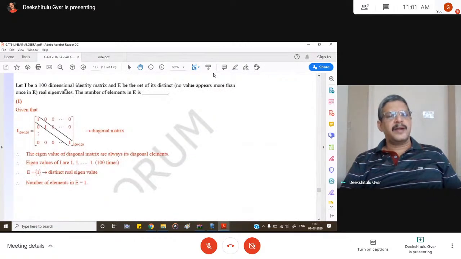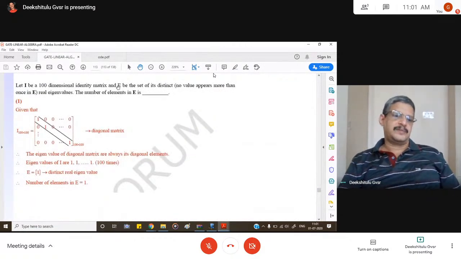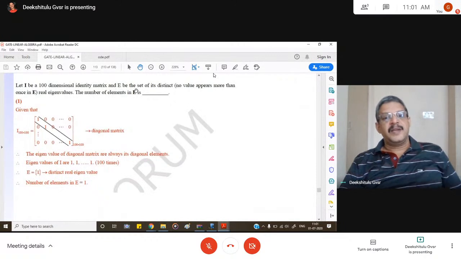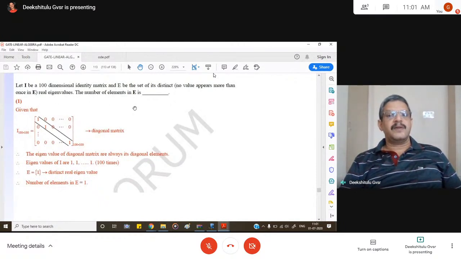Let A be the 100-dimensional identity matrix, so a 100 by 100 matrix, and E be the set of its distinct real eigenvalues. The number of elements in E is?